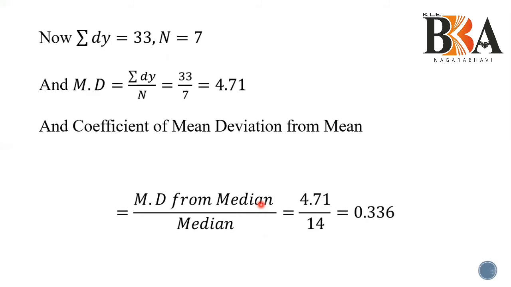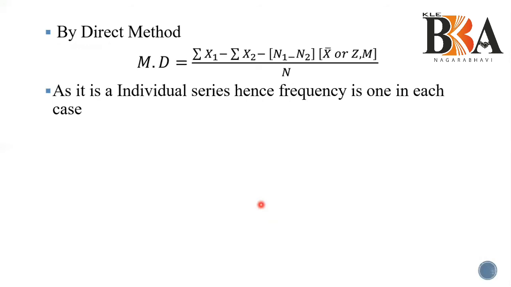Now you can also go with another method, called the direct method. How to do this direct method? There is a formula for it. In the starting itself, I have shown this formula, right? For an individual series, this is how we can use the direct formula for your answer. The formula is sigma x1 minus sigma x2 minus bracket n1 minus n2 into mean, median or mode, divided by n. This is the direct method. Now we see how to solve this.